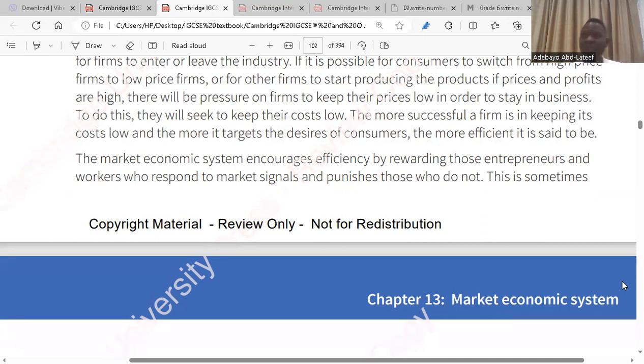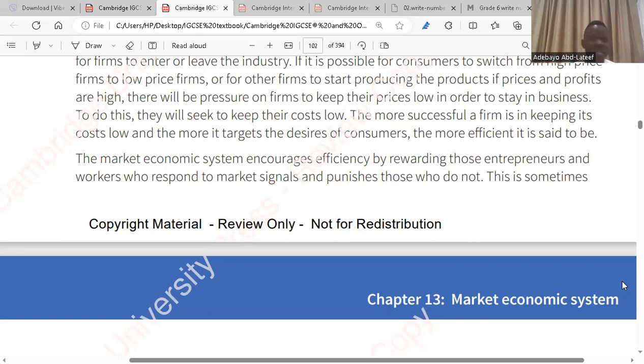How do you control your cost? By reducing your waste, by becoming efficient, using technology, buying in bulk. Whatever you have to do to have what we call economies of scale will make you become competitive. Because economies of scale is what? A cost advantage as a result of buying in bulk. A cost advantage you have as a firm because you are big. That is economies of scale.